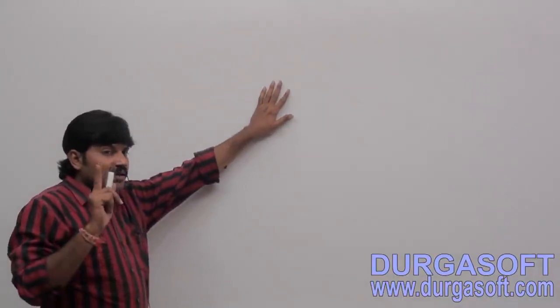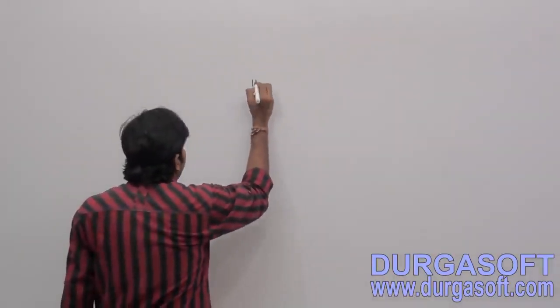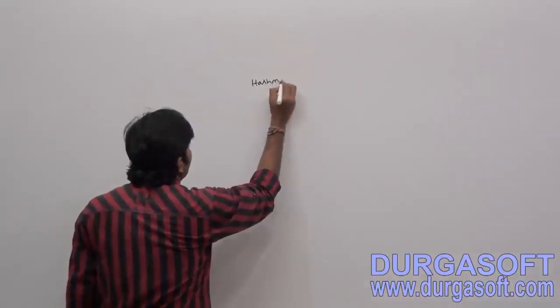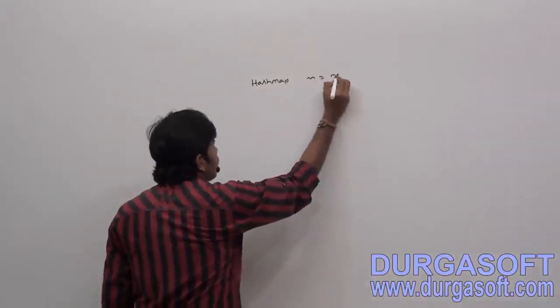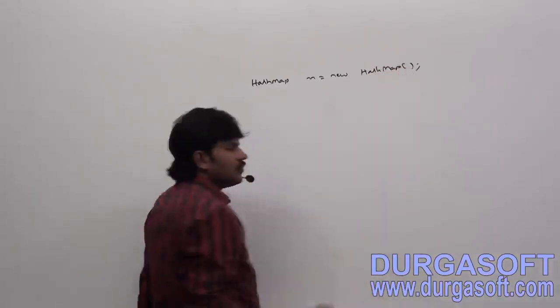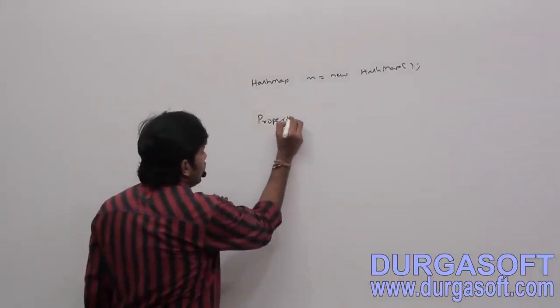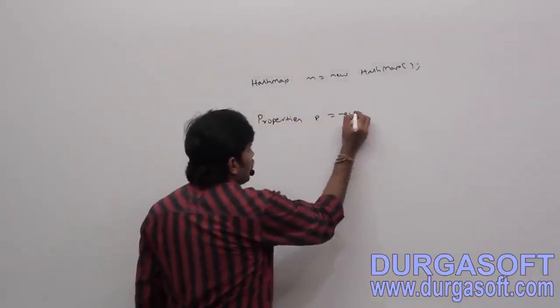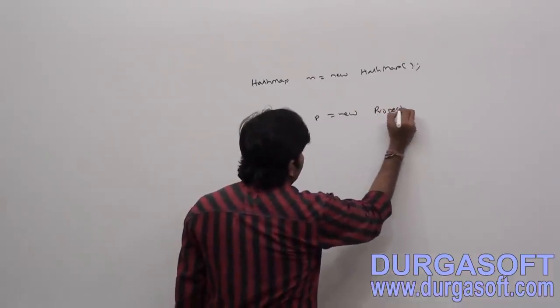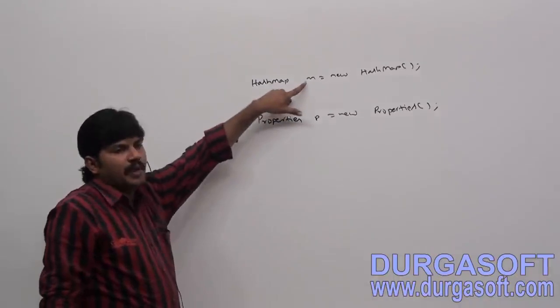Okay, now how to create a properties object? What is the constructor? Here one small twist is there. Suppose I can take a HashMap or Hashtable also, no problem at all. HashMap m is equal to new HashMap. So Properties p is equal to new Properties. It is also a map object.